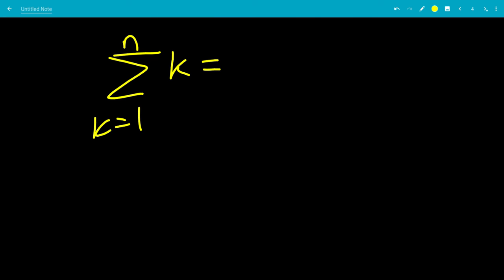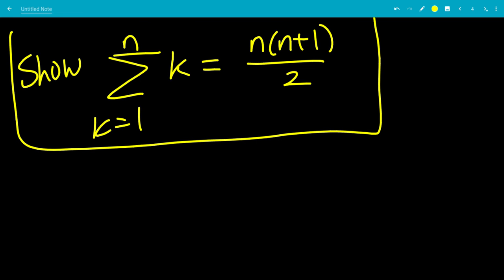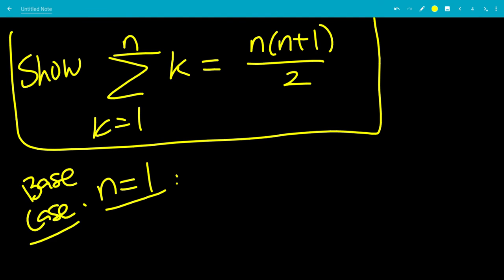Okay, so we have the sum from k equals 1 to n of k. Now we want to show that this is equal to n times n plus 1 all over 2. Now the first step is to plug in n equals 1. So this is like the base case.